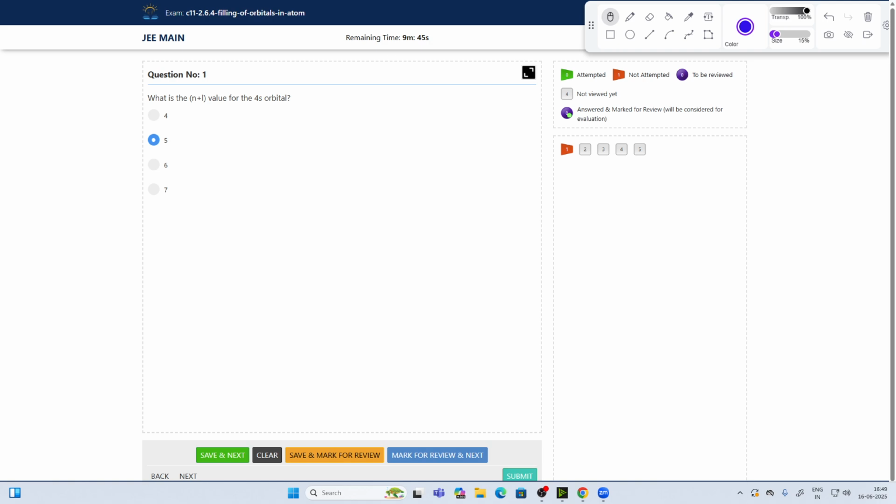So I'm sharing a DPP with you. This is a DPP from the structure of atom. That will help you grasp the concept of the previous chapter, because revision is the most important part.